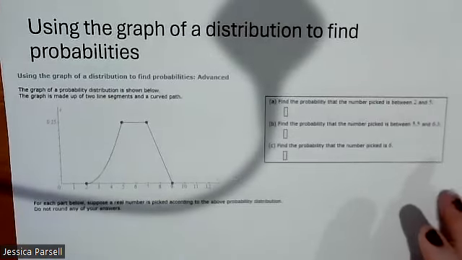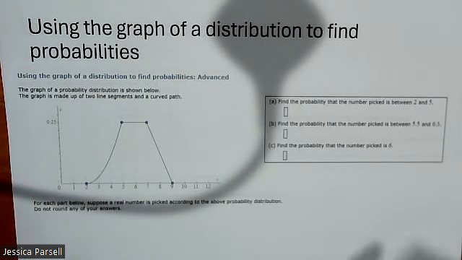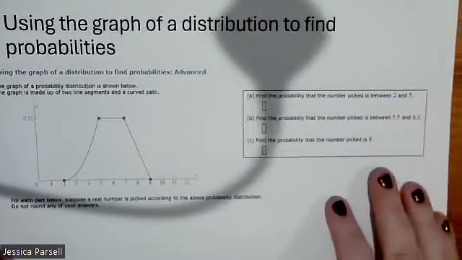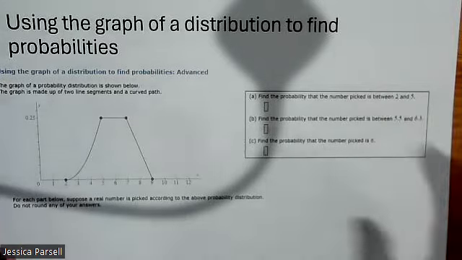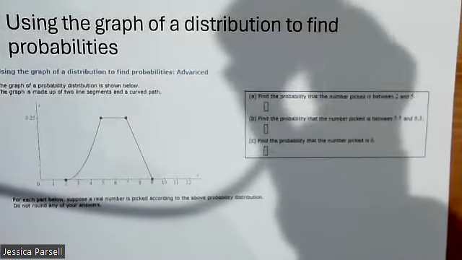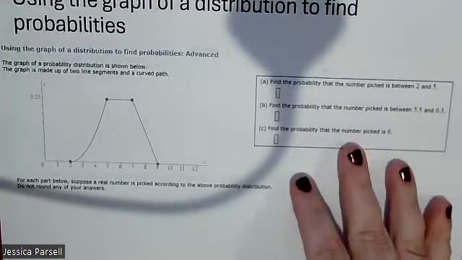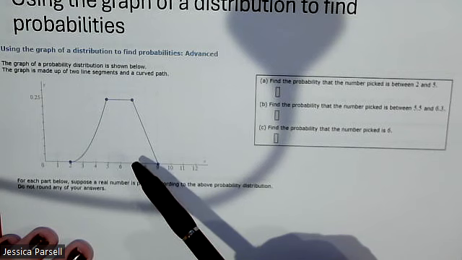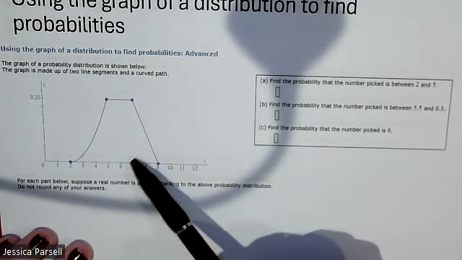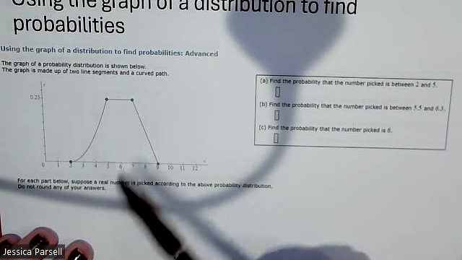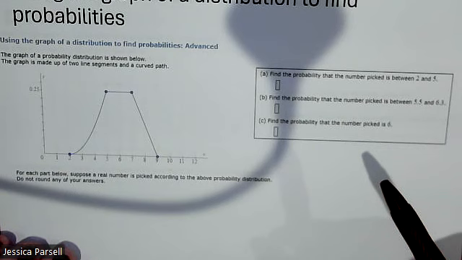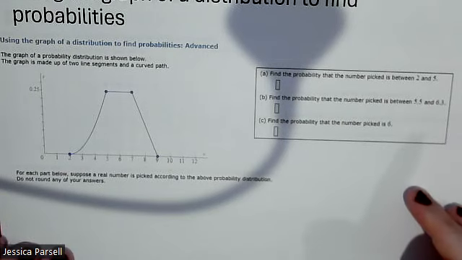When you first start off in week 9, you are going to be given a little graph, and they're going to ask you to find probabilities. There's usually 3 questions that you'll be asked. The graph of the probability distribution is shown below. The graph is made up of 2 line segments, so that one and that one, or that one and that one, and a curved path. For each part below, suppose a real number is picked according to the above probability distribution. Do not round any of your answers.